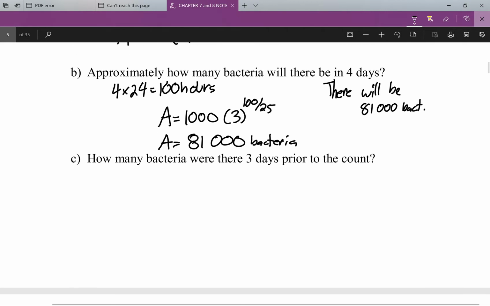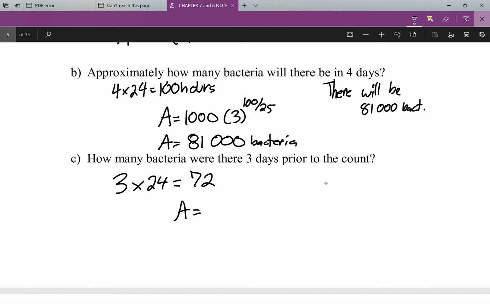How many bacteria were there 3 days prior to this count? So we actually don't need to overthink this. I again can just go 3 multiplied by 24, and 3 multiplied by 24 gives me 72. Now, since we're going 3 days prior to that count, I can now go A equals 1,000 multiplied by 3 to the power negative 72, because we have negative 72 hours now, and then that's all over the 25.